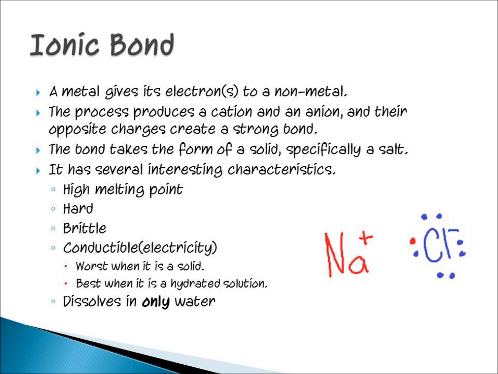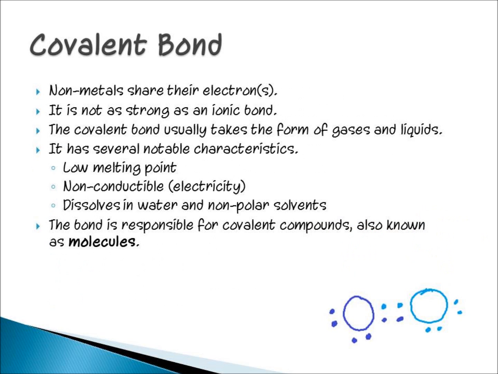As you can see, the sodium gave up its only electron, and now both of the atoms are satisfied. The sodium got rid of its valence electron and became positive, and the chlorine now has a full valence shell and is negative. Now, a covalent bond is different from an ionic bond. It's almost the complete opposite.